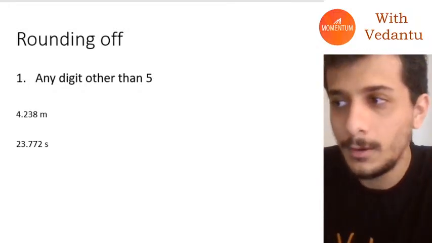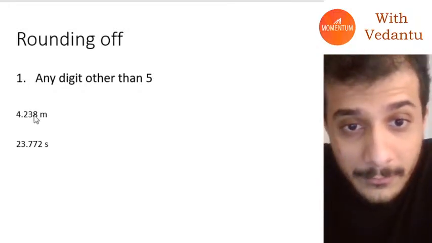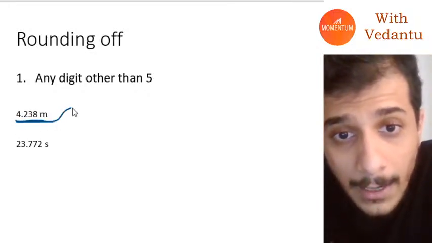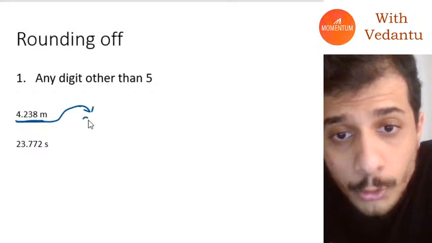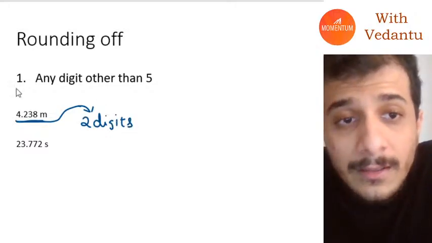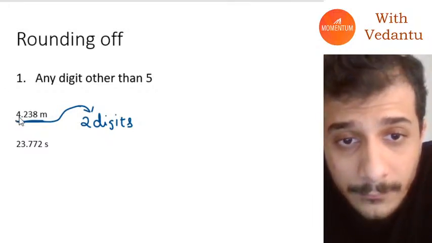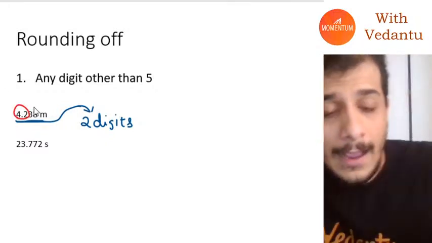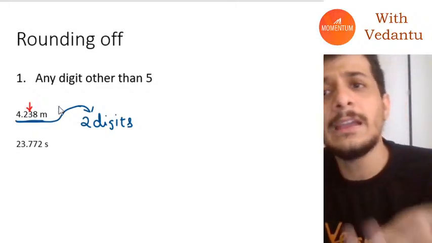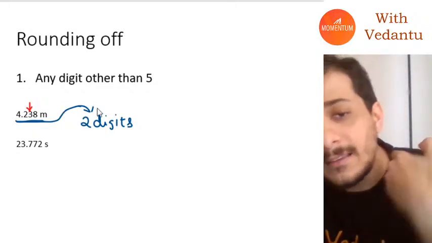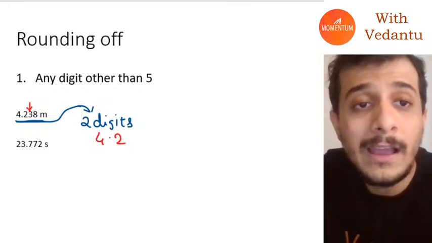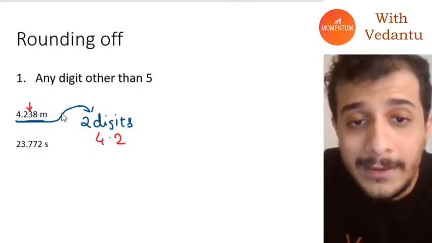First of all, let's say I have to round this number off to 2 digits. Then I will just look at the first 2 digits, and I will look at the third digit. If that is less than 5, I will make it 4.2. And if it was more than 5, I would have made it 4.3.